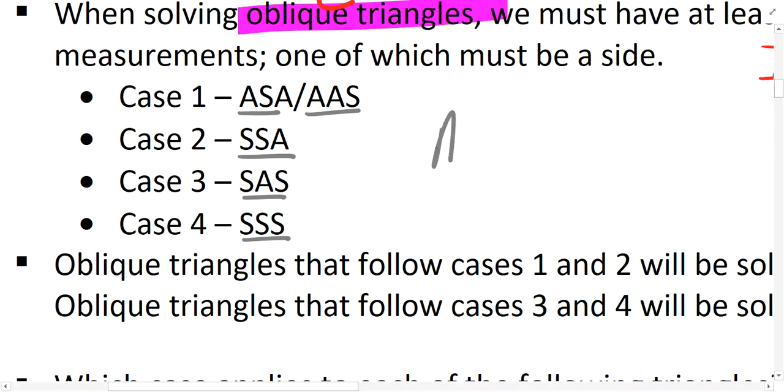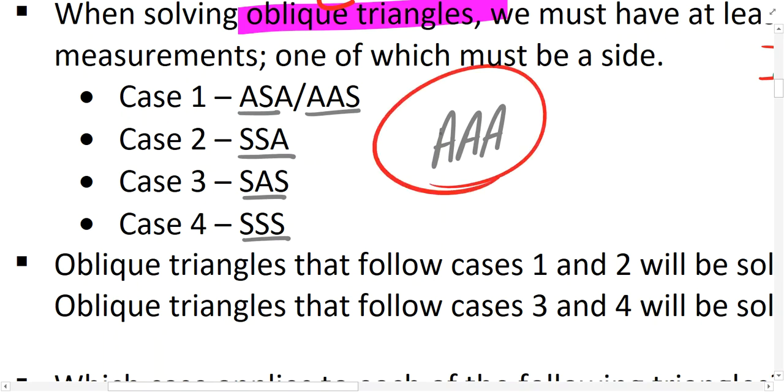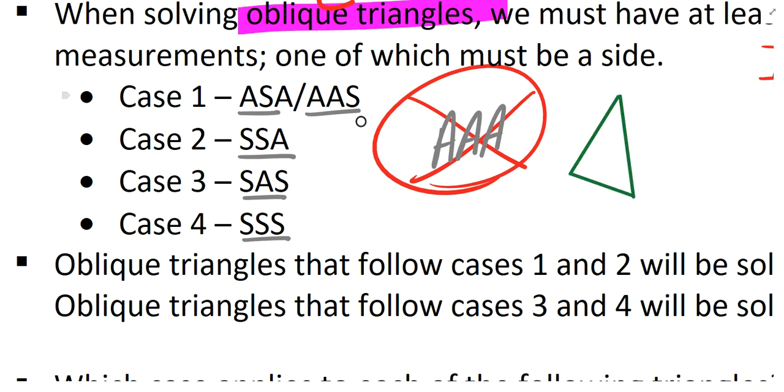What you'll notice is that there is no case for angle, angle, angle. If 3 of the 6 components to a triangle are provided, and all 3 of those are angle measures, then it's impossible to identify the unique or precise triangle that fits that criteria. In fact, there's an infinite number of triangles that meet the criteria if only 3 angles are provided.